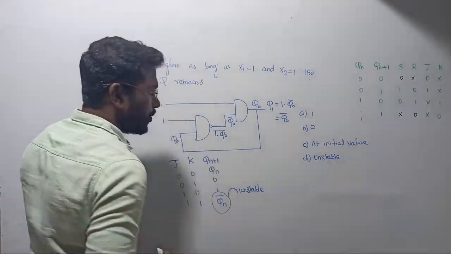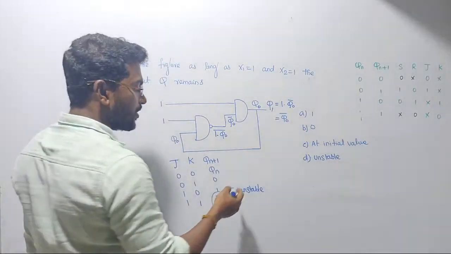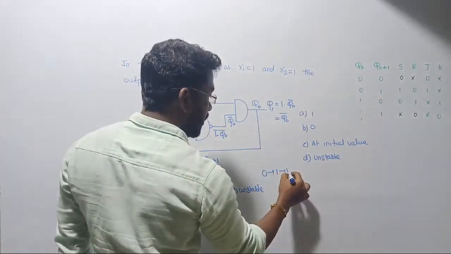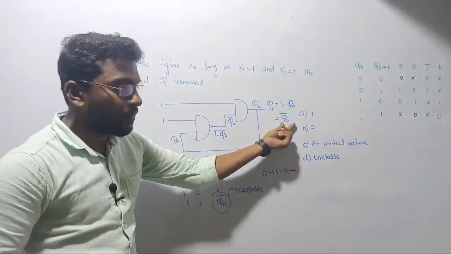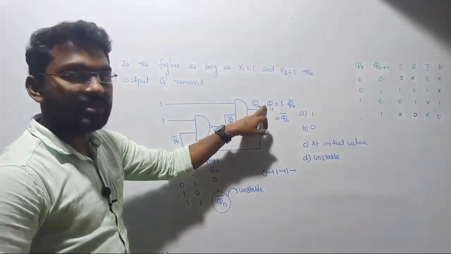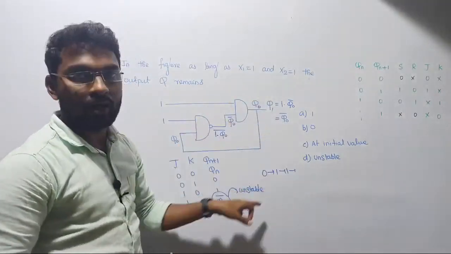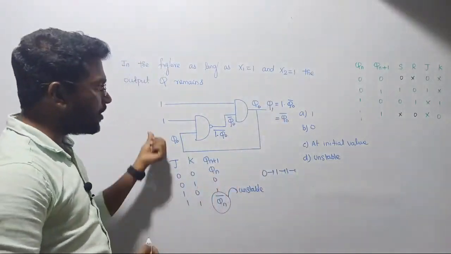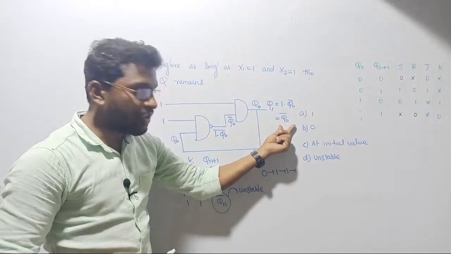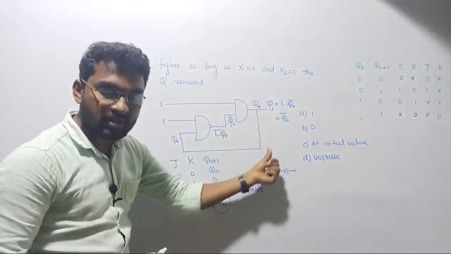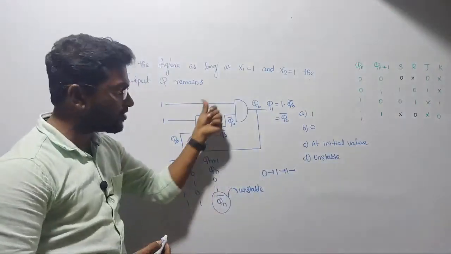Unstable in the sense your state is not stabilized. It means if it is 0, next state will become 1. If you are considering 1, next state will become 0. See, Q bar indicates that initially if it is 0, next state will become 1. Suppose it is 1, next state will become 0. Again it will be repeated. If it is 0, next state will be the complement of this one. Again if it is 1, next state will be the complement of this one. It means 1 0 0 1, 1 0 0 1, 1 0 0 1.